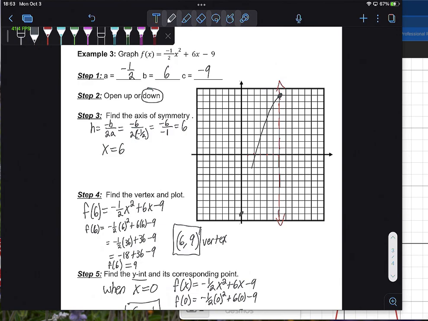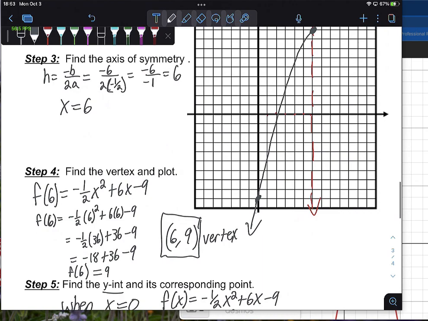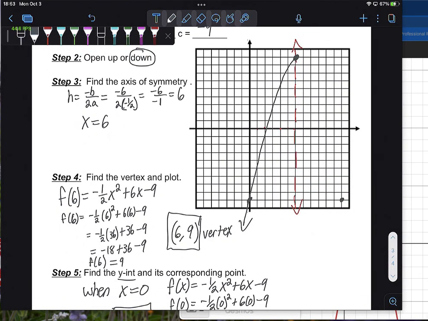I have this half of my graph. Now I need to find the other half of my graph. Well, I go 1, 2, 3, 4, 5, 6. If I go 6 over, I need to go 6 to the right. So 1, 2, 3, 4, 5, 6. And here is the other half of my graph. Ooh, so close. Sorry, guys. There we go.